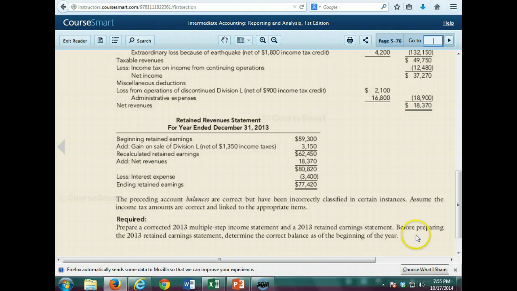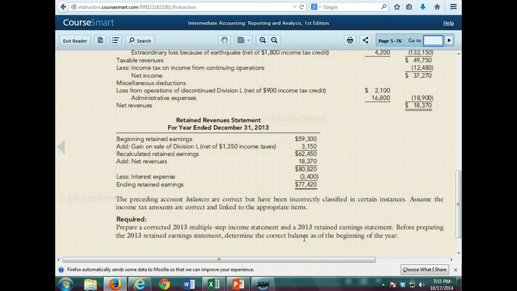No, it can't be, because our net income is really $25,970. So let's go and see what we need to do here. The beginning retained earnings shows $59,300. Before preparing the 2013 retained earnings, determine the correct balance.